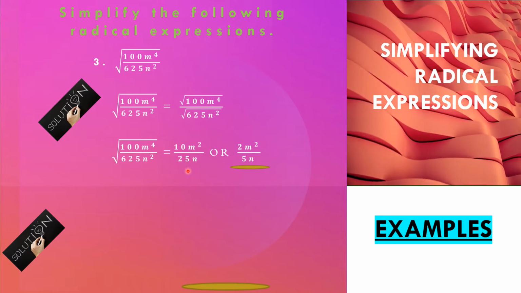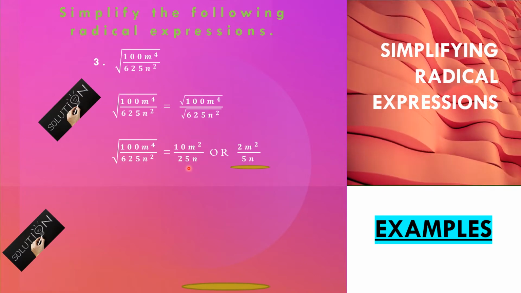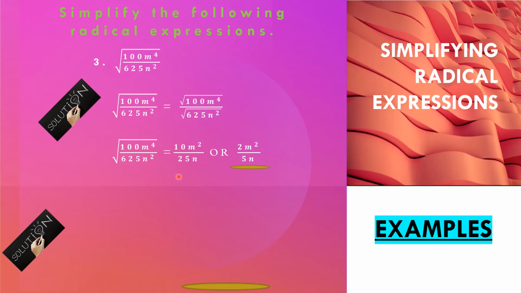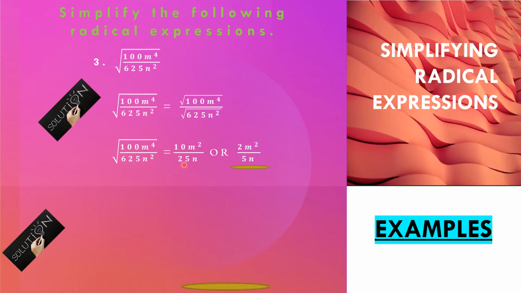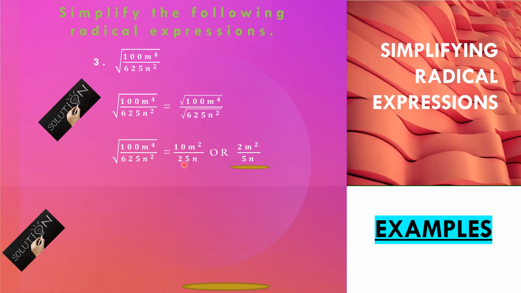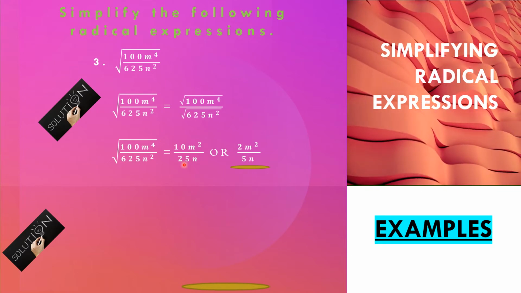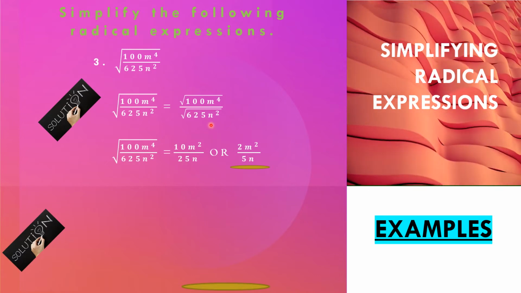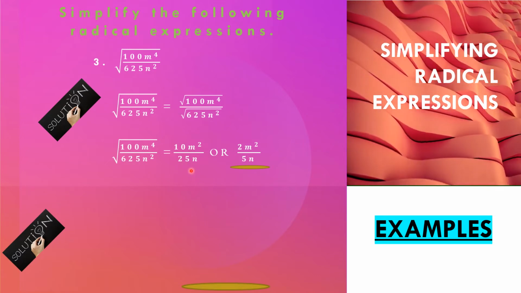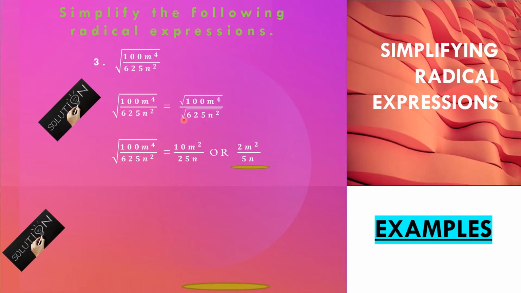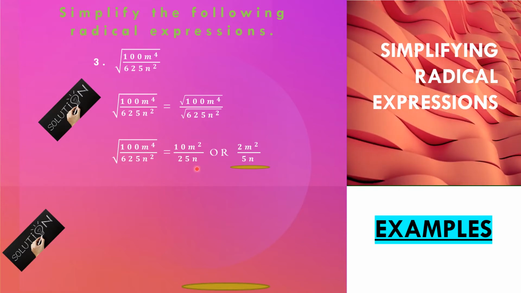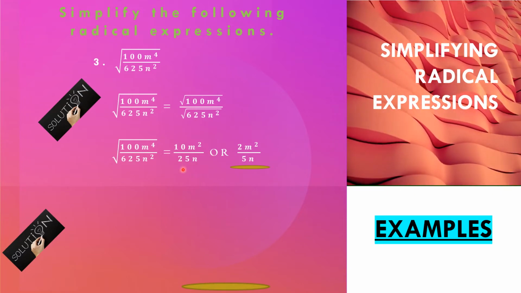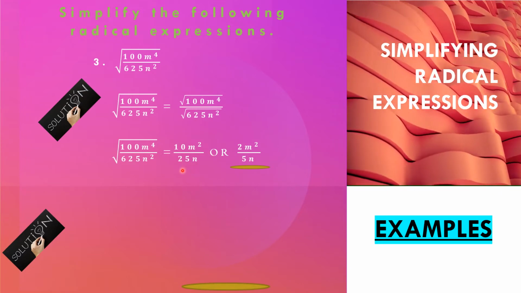And then, sa denominator naman, saan nanggaling si 25n? Okay, square root ni 625 ay 25. Kasi 25 times 25 is 625. Kaya ang square root ni 625 ay 25. Then, square root ni n squared is n. Kasi 2 divided by 2 is 1. So, n raised to 1 is equal to n. So, meron tayong 10m squared over 25n.